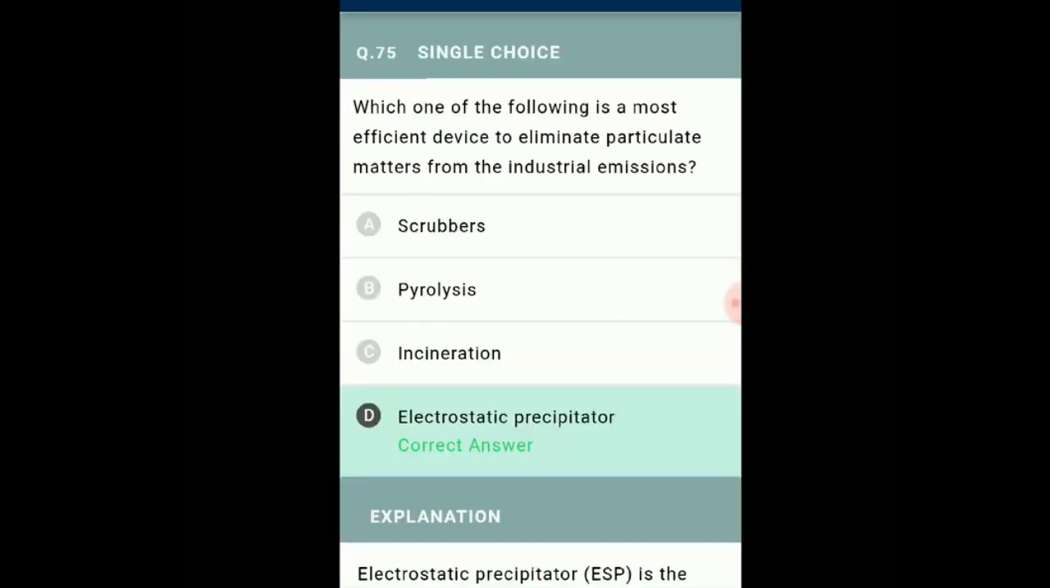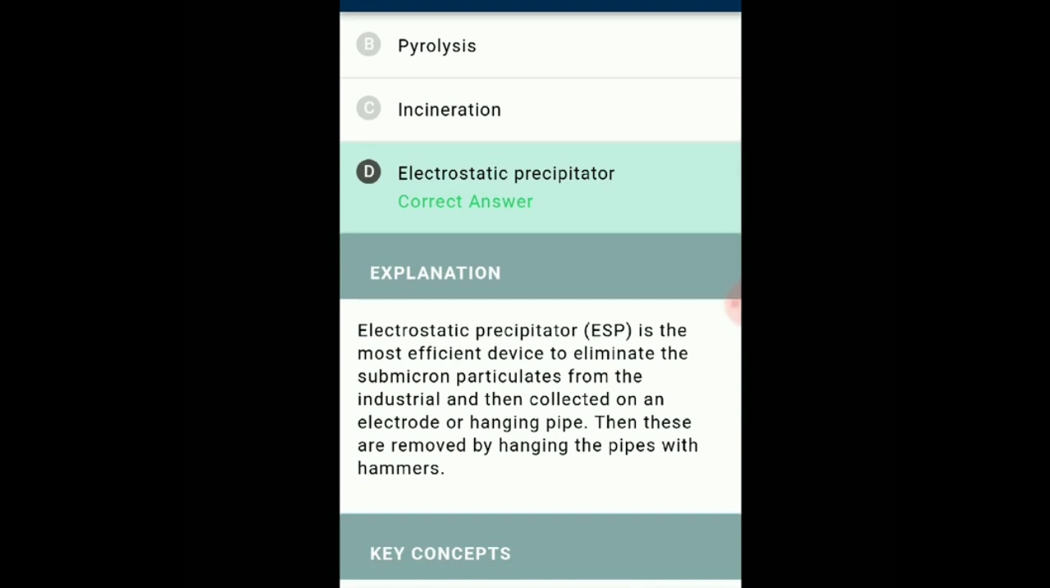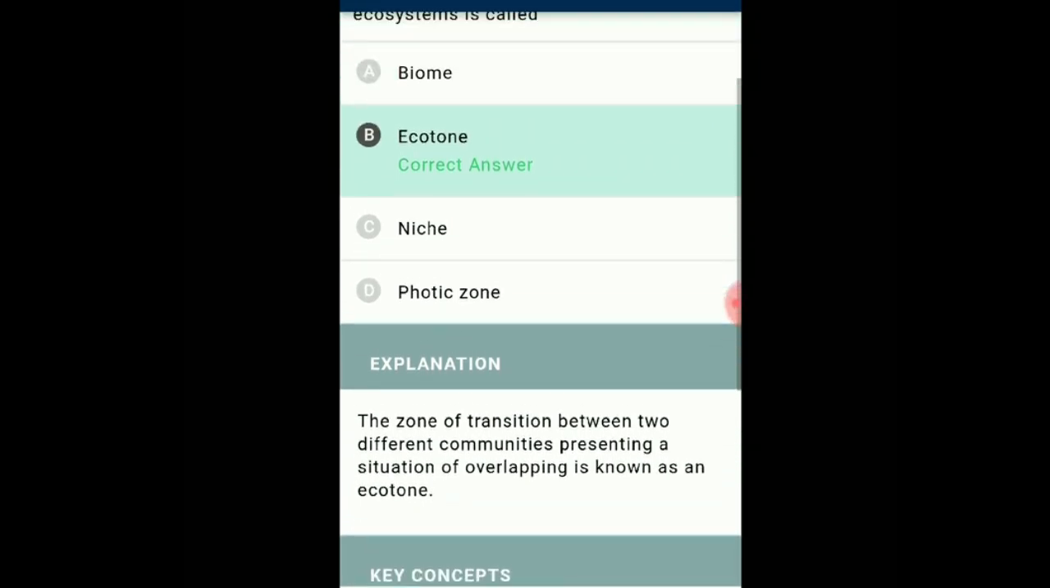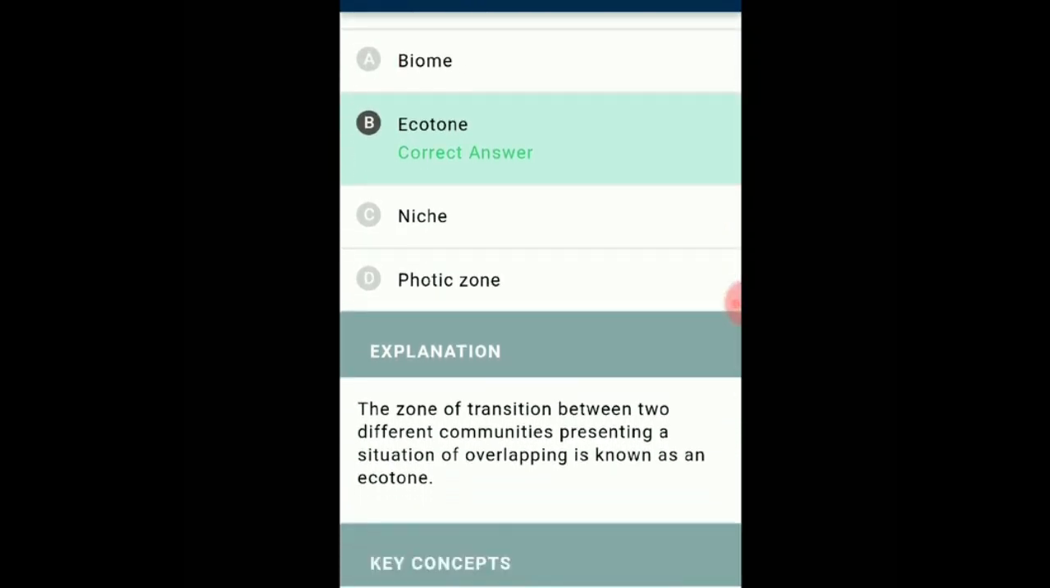Question number 75. Which one of the following is the most efficient device to eliminate particulate matters from industrial emissions? The answer for this question is electrostatic precipitator. Electrostatic precipitator is the most efficient device to eliminate submicron particulates from industrial emissions, which are then collected on an electrode or hanging pipe. Then these are removed by hitting the pipes with hammers. Question number 76. The overlapping region between two ecosystems is generally called an ecotone. The zone of transition between two different communities presenting a situation of overlapping is known as an ecotone.